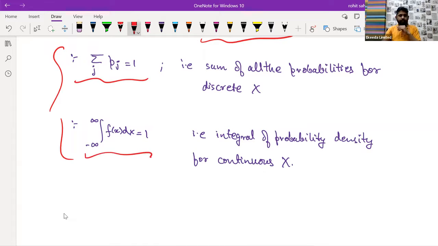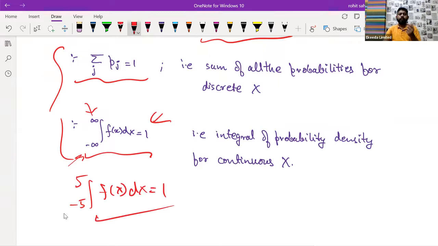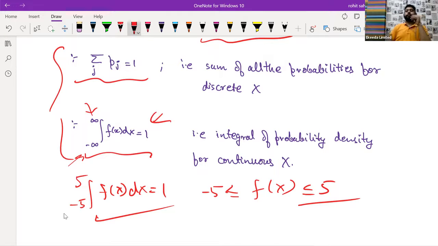And similarly, if it is continuous, the integration from negative infinity to infinity should also be 1. And like I said, it doesn't have to be negative infinity to infinity. The limit could be from -5 to 5. So the integration from -5 to 5 of the density function should give you 1, if the function is defined only for this limit. That's it, right? These are important, this information is required because you'll have questions on this.